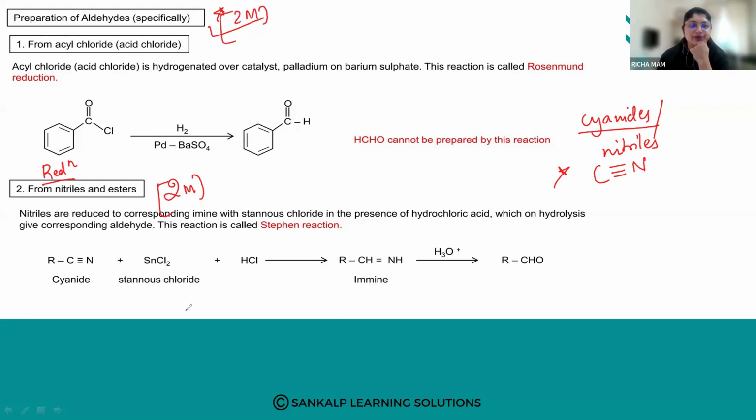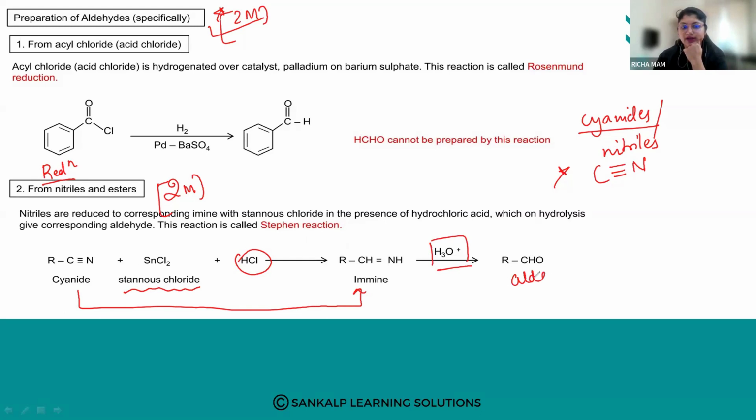So what are we going to do here? We are going to take nitriles, or cyanide, and convert them into imines by reacting with stannous chloride in the presence of hydrochloric acid. This will undergo hydrolysis to give you aldehyde.